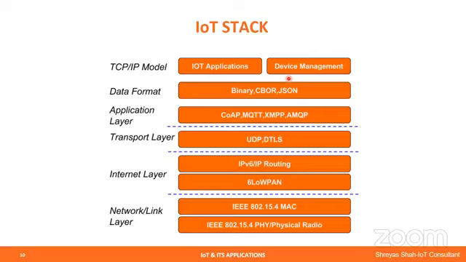6LoWPAN, which is IPv6 based, basically has ID-based communication. Each device has a unique 64-bit ID, and devices communicate with each other in the same way. And then comes the application layer. The application is like our IoT application, whatever application we want to make for a single device.